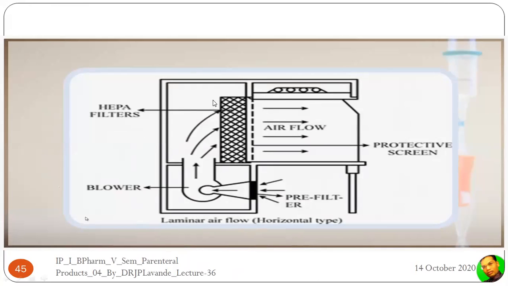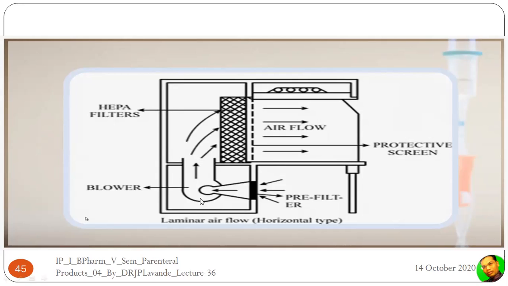So you can see this is the picture showing the laminar airflow. This is the horizontal laminar airflow. The air flows horizontally, the worker sits at this particular site, and the air flows toward them. So that's why these kinds of laminar flow are used for the less critical, non-chemotherapeutic applications.